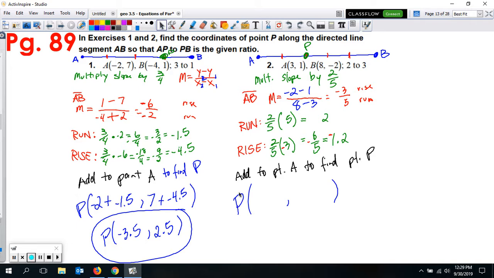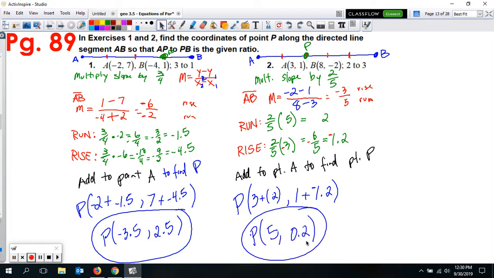So let's mark our point down. So P is going to be this ordered pair. So the run is the X number. So 2 plus 3 there for the X number, or 3 plus 2, it doesn't matter. It's going to end up being 5. And then for the rise, it's going to be 1 plus the -1.2. So our number here for A plus this number here, -1.2, will give us our point for P, which is 5 for the X and -0.2 for the Y. And again, we can always check that by drawing this out and plotting these points and just making sure that it definitely is on this segment, and it is basically 2/5 of the way from A to B.